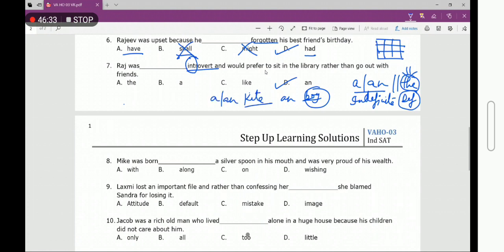Kite, K is not a vowel sound. So what are vowels? I hope everybody knows: A, E, I, O, U. These are basic English rules that we should know, that anything that has a vowel sound at the start, an should come, not a. Okay, let me keep moving ahead.